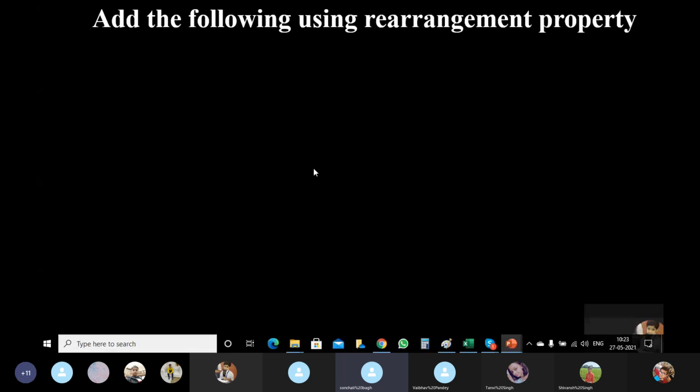Add the following using rearrangement. Means you have to rearrange the numbers in such a manner that the numbers can be solved easily without much rush of LCM and calculations. Means बहुत ज़्यादा LCM निकालने की भी जरूरत ना पड़े और बहुत ज़्यादा calculation करने की जरूरत भी ना पड़े. So we have to rearrange the numbers in such a manner.